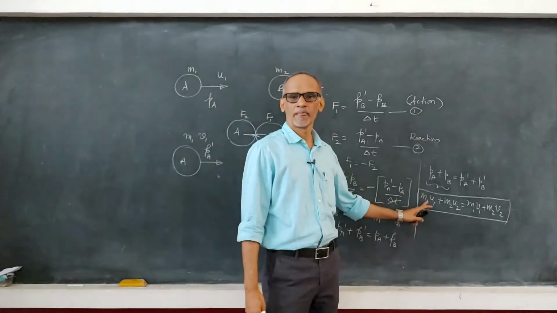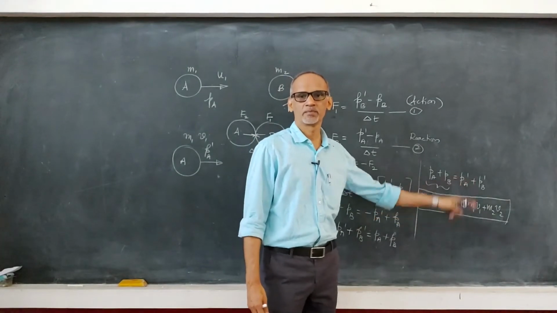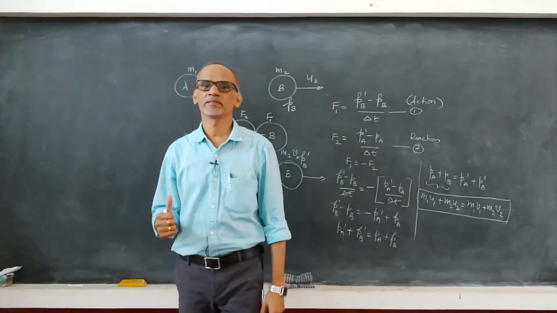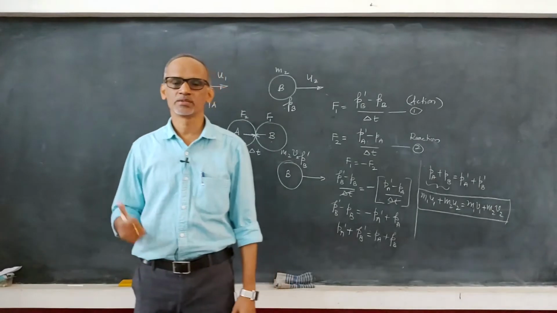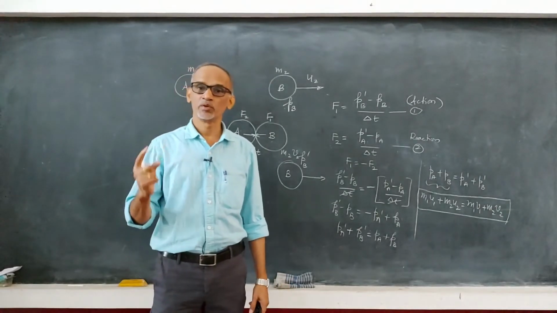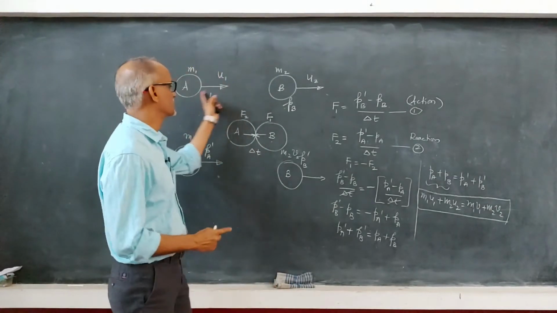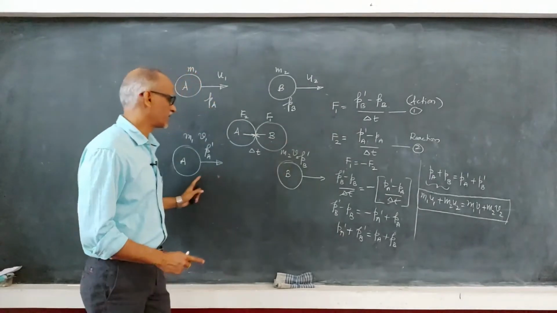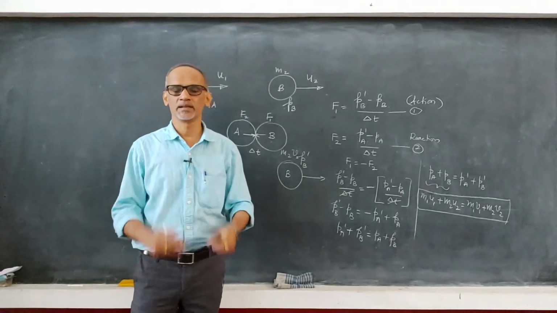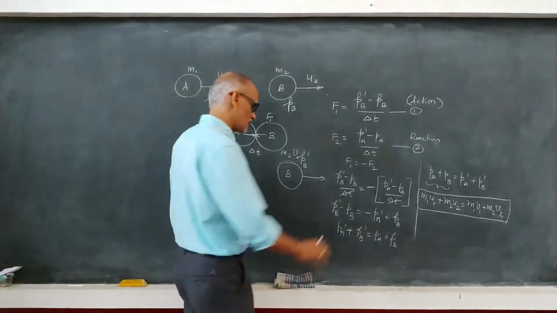So what is the equation? m1 u1 plus m2 u2 is equal to m1 v1 plus m2 v2. Where what is m1 and m2? Masses of the two bodies. What is u1 and u2? They are initial velocities before the collision. What is v1 and v2? Final velocities after the collision. So this is the proof.